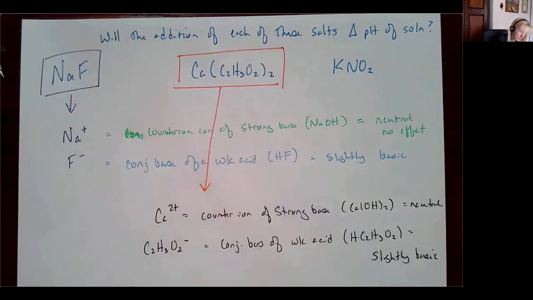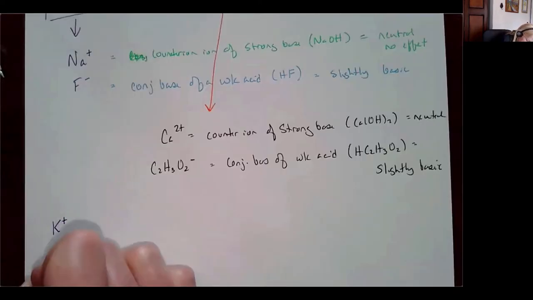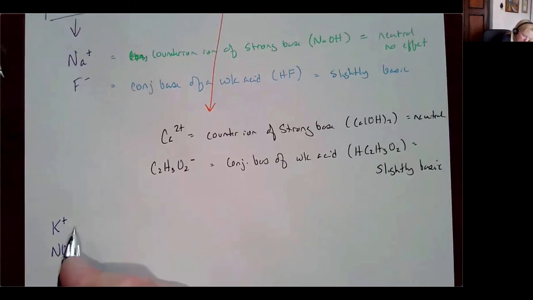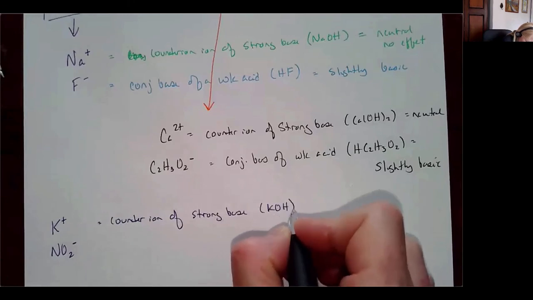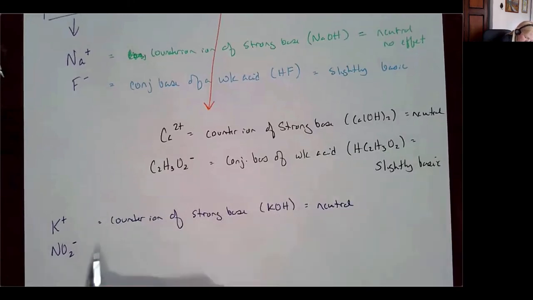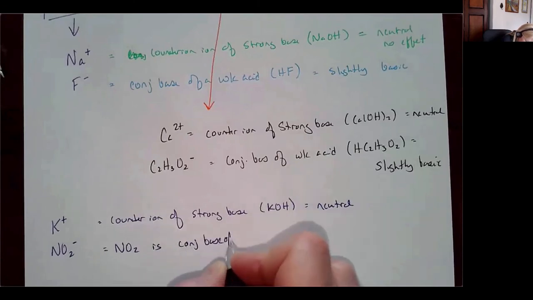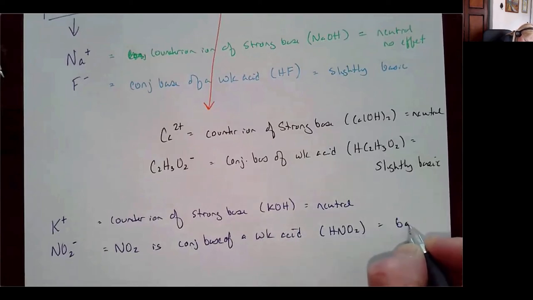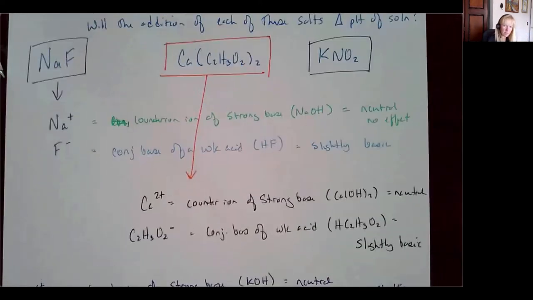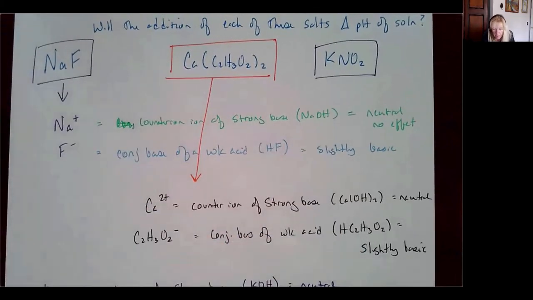It's going to be slightly basic. Now if I look at KNO2, K plus and NO2 minus, K plus is the counter ion of a strong base, KOH, so it's going to be neutral, no effect. NO2 minus is the conjugate base of a weak acid. My weak acid there is HNO2, so it's going to be slightly basic. So in this case, for all three of these, if I add these into water, and if I was taking the pH of that water, I would see the pH go up. So it would become basic.